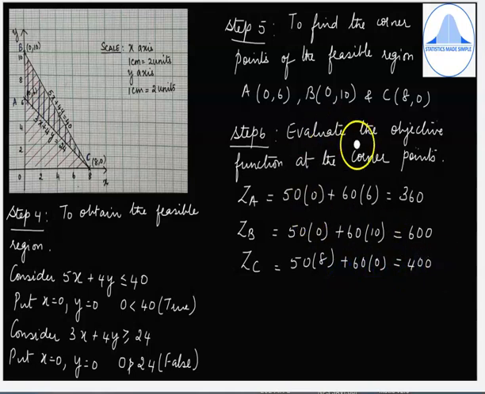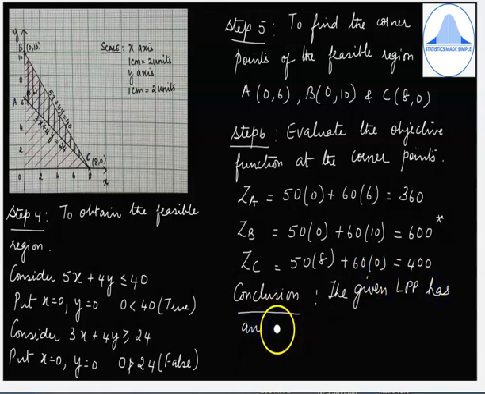Now, because it's a maximization problem, you have to find out which is the largest Z value. So it is 600. So next, write the conclusion. The given LPP has an optimal solution at B, that is (0, 10), and ZB is equal to 600.